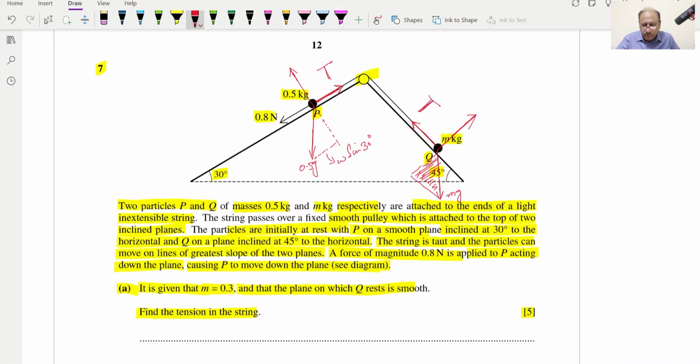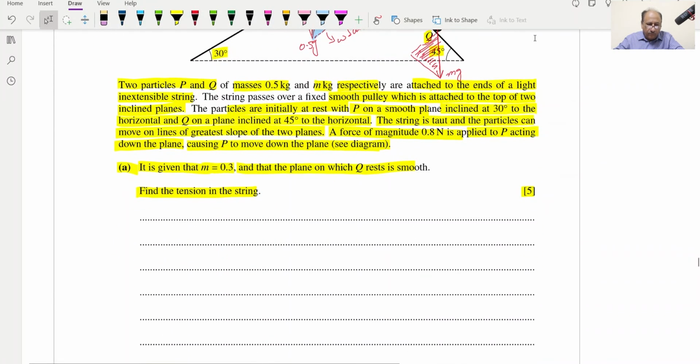This will be tension, and we can say this is TQ, and we can say this is TP to distinguish them. And this is the force which is indicated already, which is 0.8 newtons. Now we can consider this triangle for resolution of components of the weight. Now we can write the equation on force.